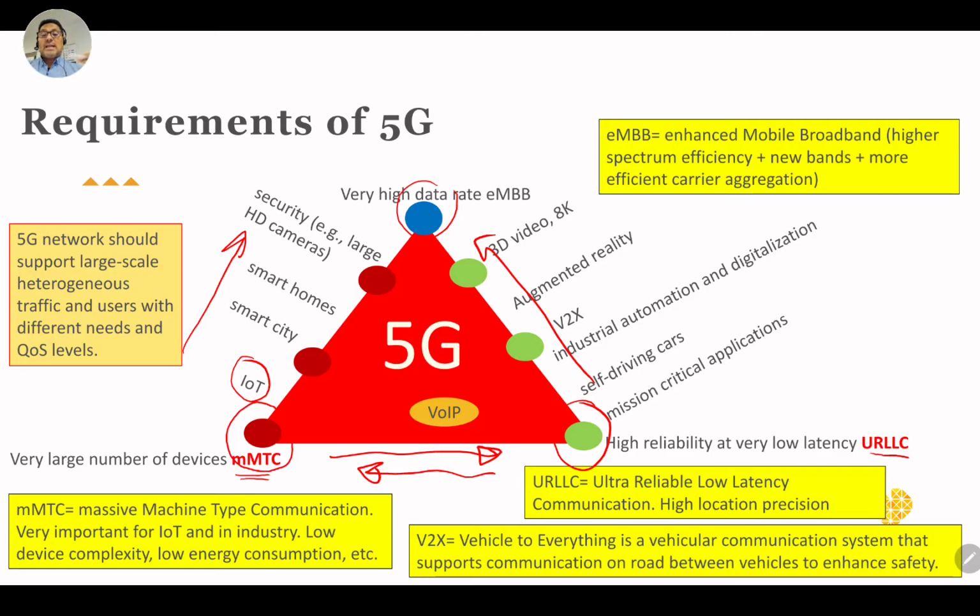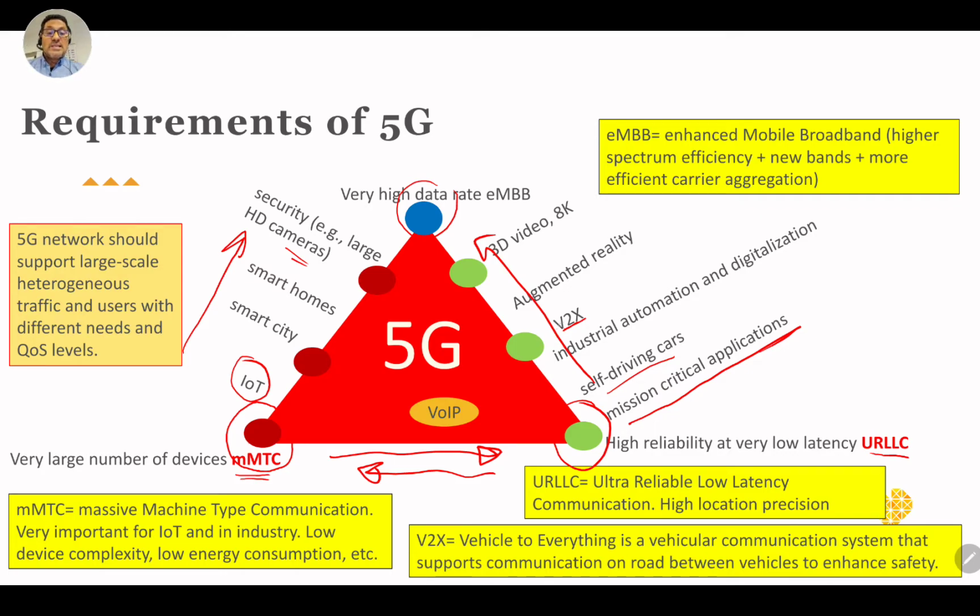some throughput, for example, like security camera, for example. We need high data rate as well. And you can see here it is mainly for the mission critical application, self-driving cars, vehicular to anything or to everything communication.